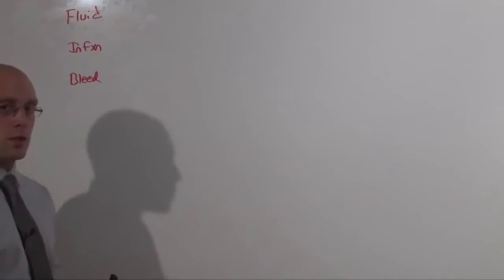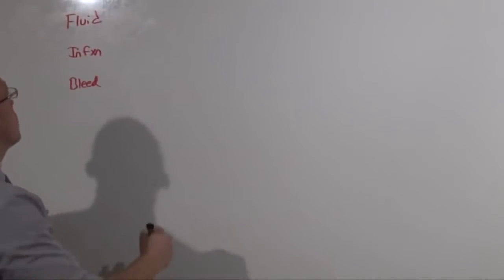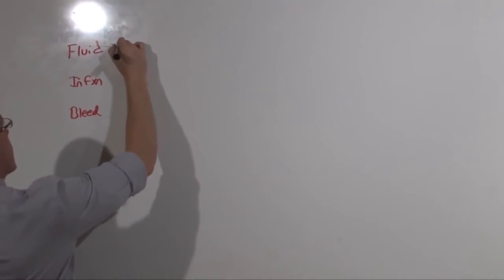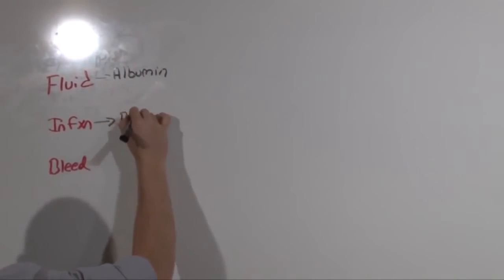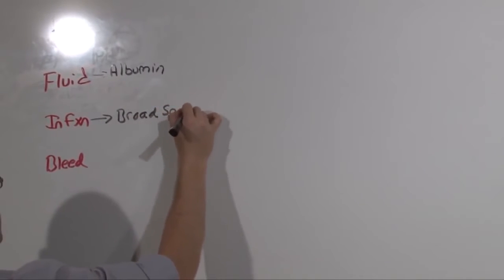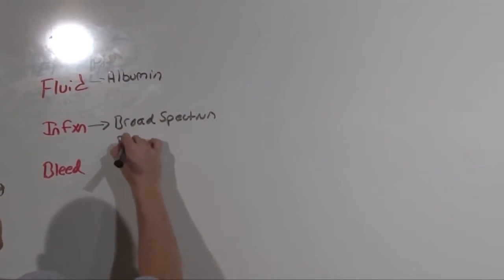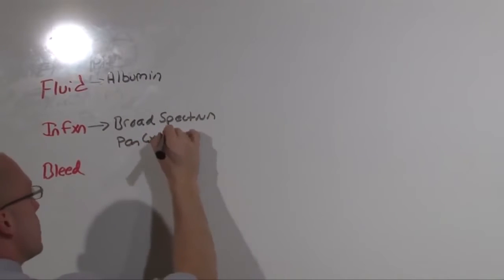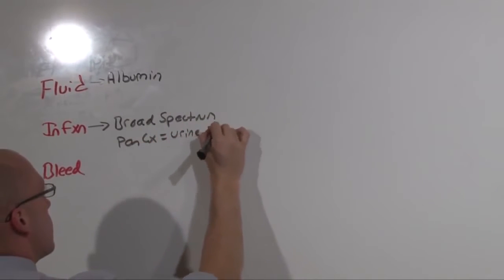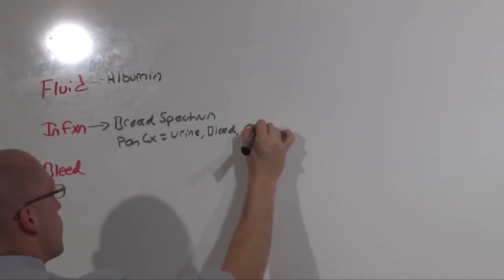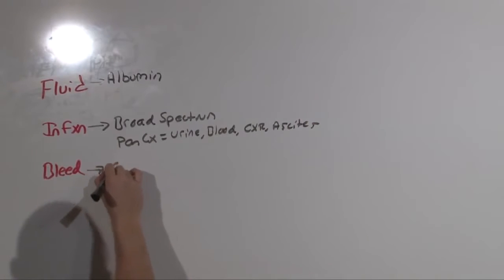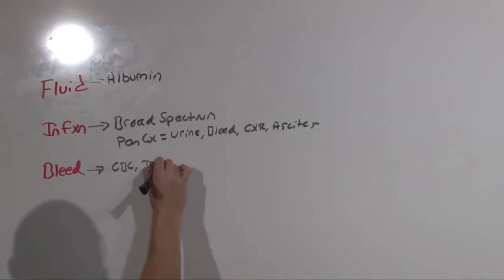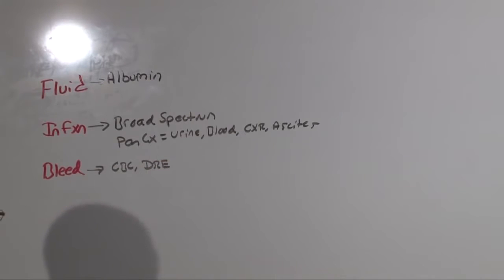And so if someone comes in worse than they were yesterday, you're going to give them fluid, which means albumin. You're going to start them on antibiotics, and you're going to go broad spectrum while you pan culture. And pan culture means urine, blood, chest x-ray for pneumonia, and ascites. And bleed means CBCs and digital rectal exam looking for hemorrhage. You start them essentially on everything.